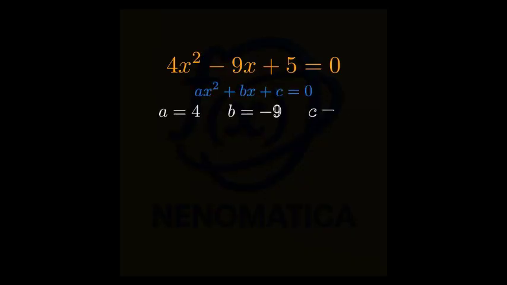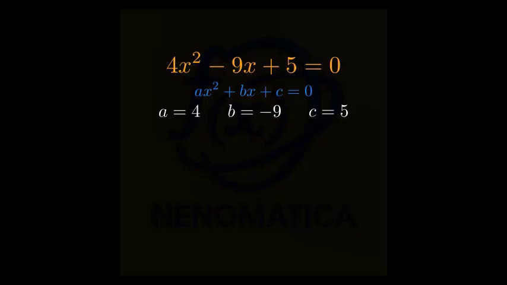In this lesson, we will solve a quadratic in a fast way using a special shortcut. Our problem is 4x squared minus 9x plus 5 equals 0. We'll check if the shortcut applies, find the roots, verify them, and visualize everything on a graph. Step 1. Identify the coefficients a, b, and c from ax squared plus bx plus c equals 0. For our equation, a equals 4, b equals negative 9, and c equals 5.